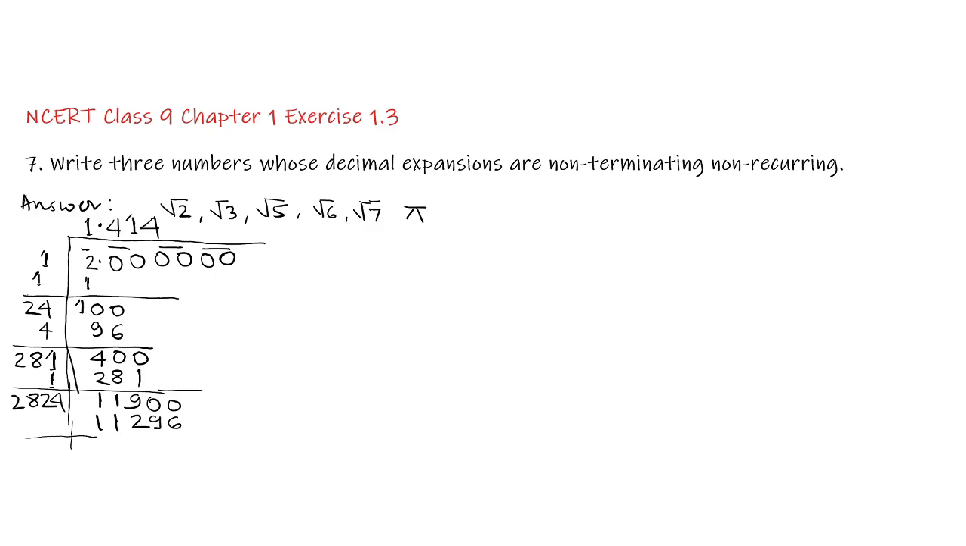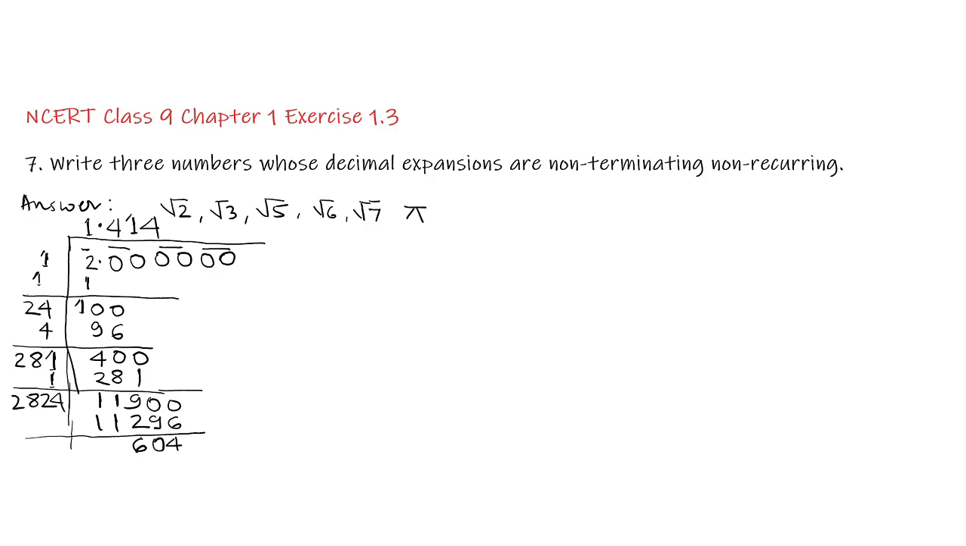We have to subtract 11,296 from 11,900. 10 minus 6 is 4. 9 minus 9 is 0. 8 minus 2 is 6. So our remainder is 604. Our quotient is 1.414, and this way it goes on without terminating, without repeating. So the value of root 2 is 1.414 up to 3 digits.